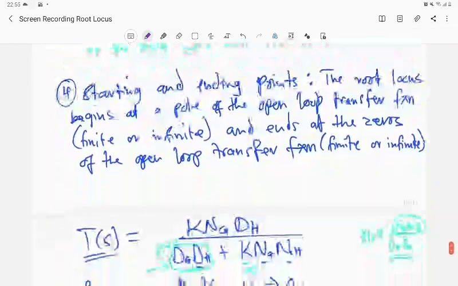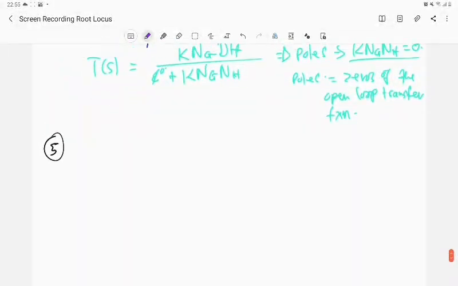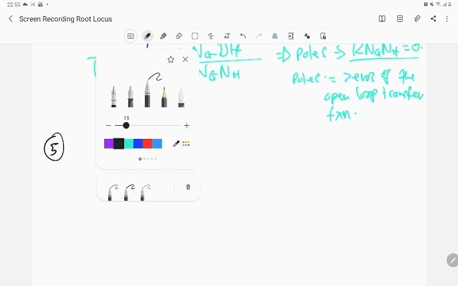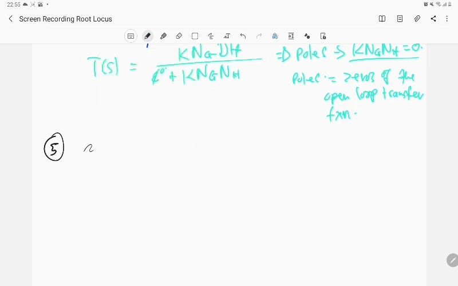So this is the fourth principle, and then we are going to talk about the fifth, which is the last principle. That is the behavior at infinity. The root locus approaches a straight line as asymptote as the locus approaches infinity.